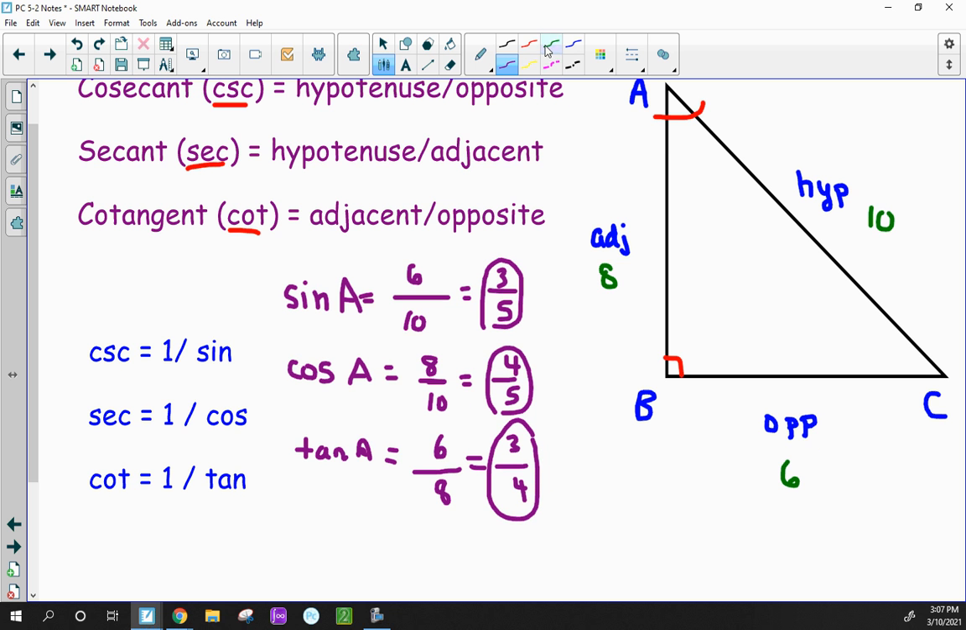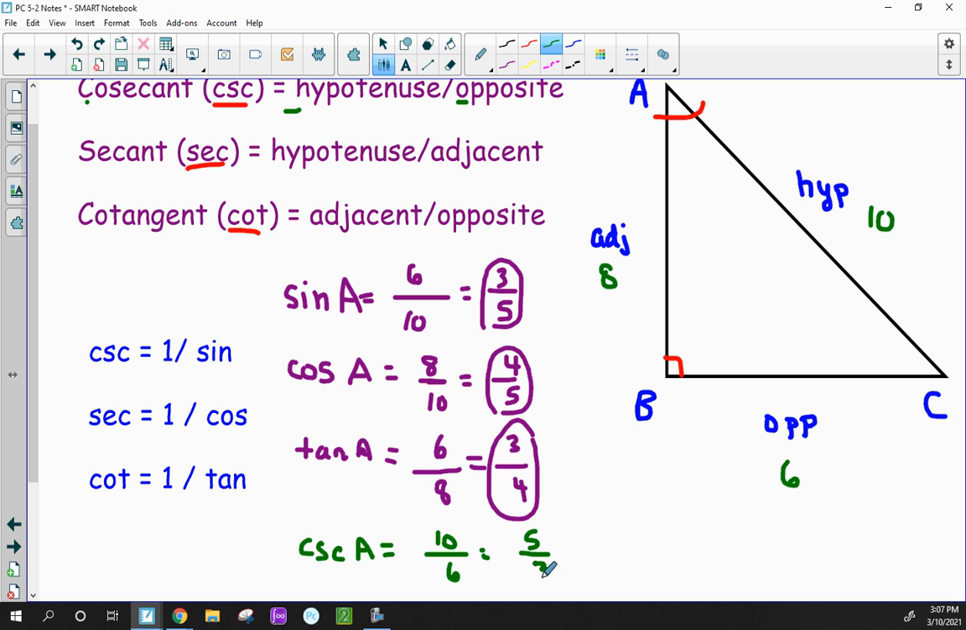Now, using the next 3, cosecant. CSC, again is the abbreviation. The cosecant for A would be the H divided by the O, so 10 divided by the opposite side, which is 6. Reduce your fraction, and that would be 5/3.